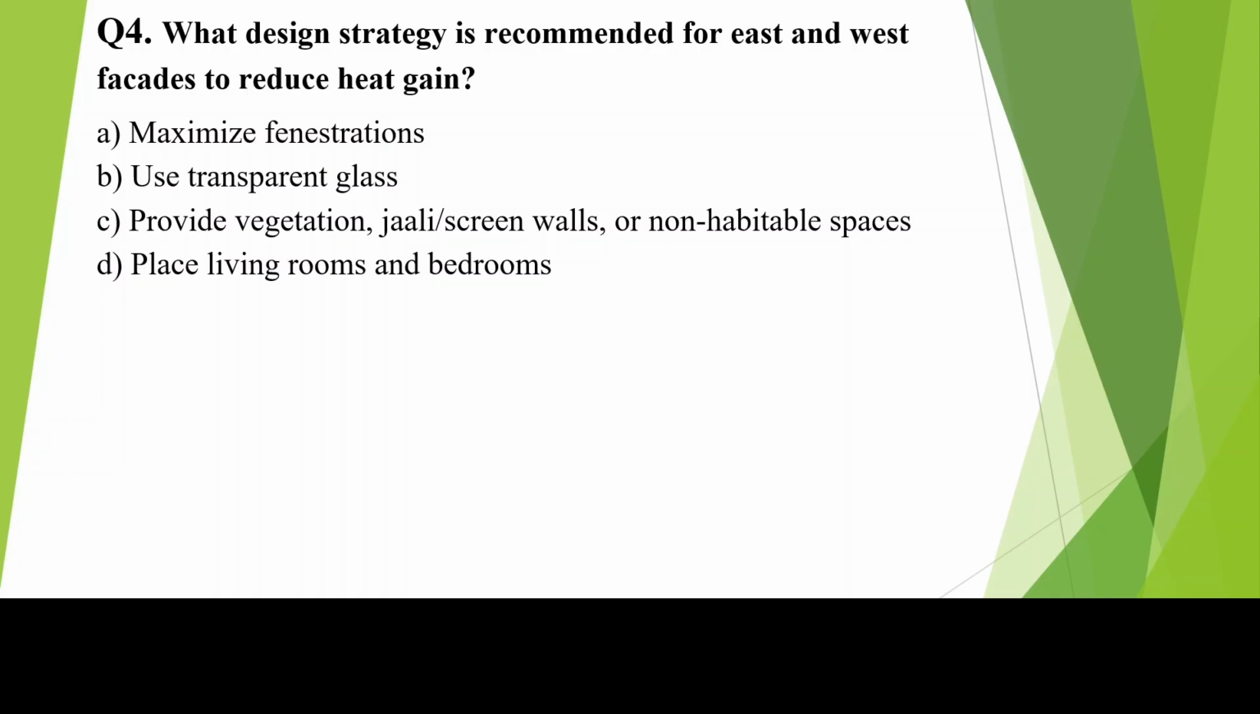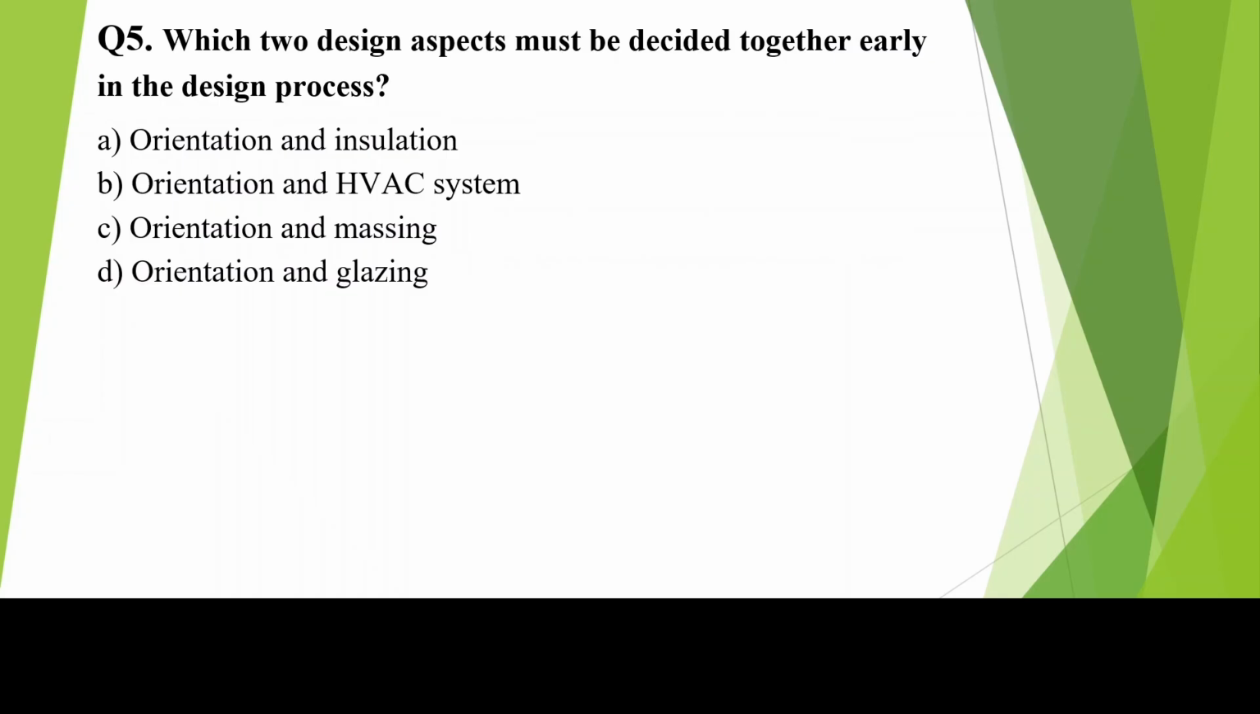Then let's move to the next question. Question number 5. Here is question number 5. Which design aspect must be decided together early in the design process? This kind of question has also been asked in your assignment questions. So if you are able to answer it here, being a part of the discussion, you will be able to answer the assignment question correctly as well.